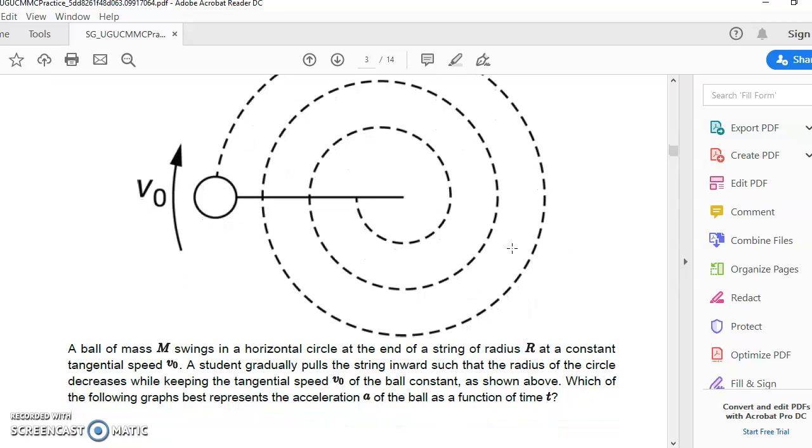A ball of mass m swings in a horizontal circle at the end of a string, radius r, at a constant tangential speed v0. A student gradually pulls the string inward such that the radius of the circle decreases while keeping the tangential speed v0 of the ball constant, as shown above. Which of the following graphs best represents the acceleration of the ball as a function of time t?